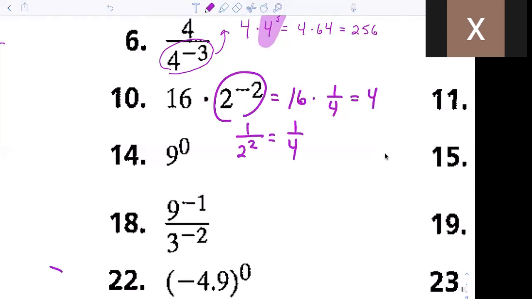So when you change the fraction into multiplication, how come when the question is multiplication, why don't you change it to a fraction? I don't know what that question is. 2 to the negative 2 is what? What's 1/4 of 16? What's the question?